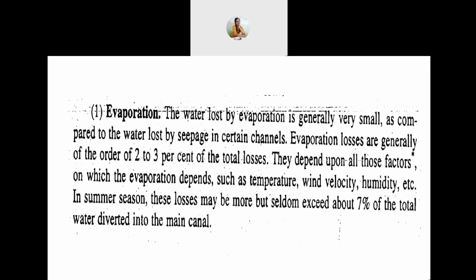First one, evaporation. The water lost by evaporation is generally very small as compared to the water lost by seepage in certain channels. Evaporation losses are generally of the order of 2 to 3% of the total losses. They depend upon all those factors on which the evaporation depends, such as temperature, wind velocity, humidity, etc. In summer season, these losses may be more but seldom exceed about 7% of the total water diverted into the main canal.